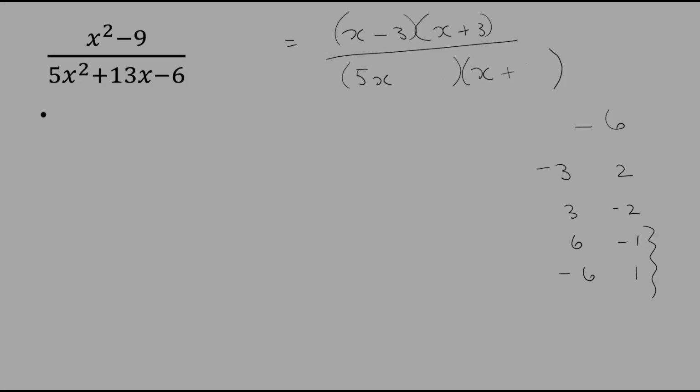Whoops, what did I lose there? Nothing. I could also do -2 and 3, so let's try that. And then I've got 15 as my outside. 15 minus 2, yes. So that one is correct. And then now I can cancel x plus 3 with x plus 3. And I'm left with x minus 3 over 5x minus 2.